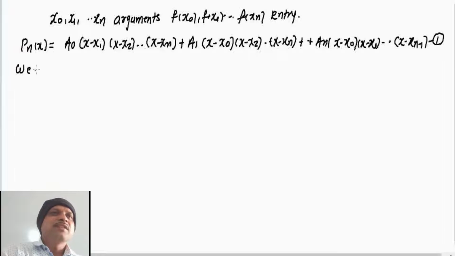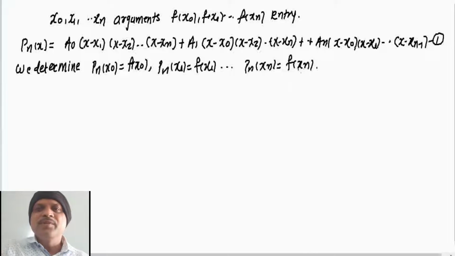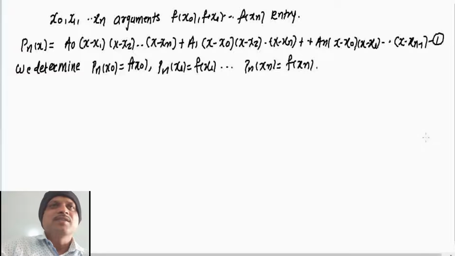So we determine the constants by a simple substitution of x0, whenever the value is f of x. Pn of x0 equal to f of x0, pn of x1 equal to f of x1, and pn of xn equal to f of xn. So by substituting these values we get the required coefficients a0, a1 and an.